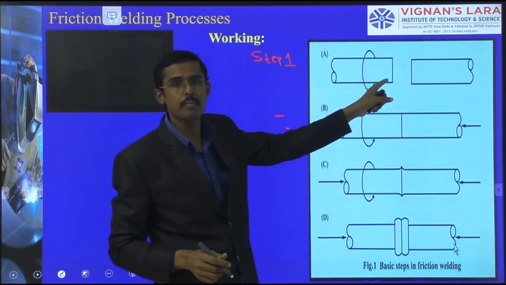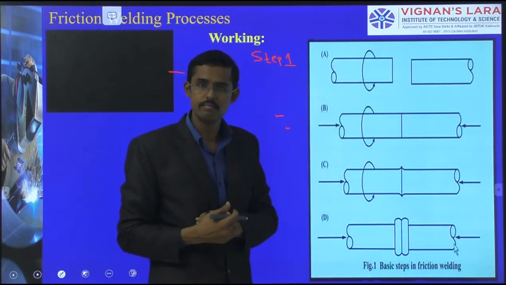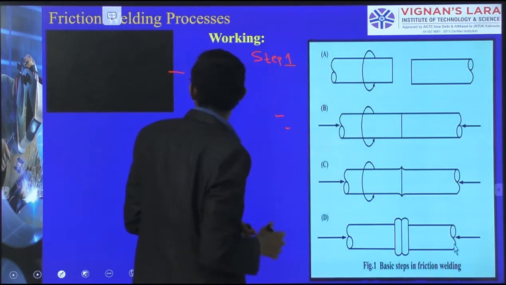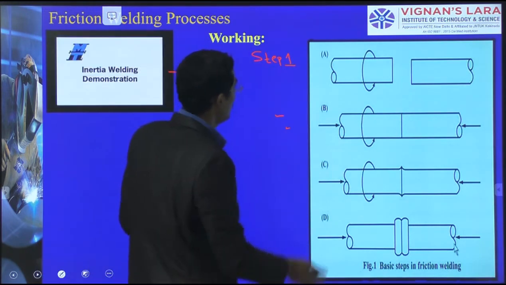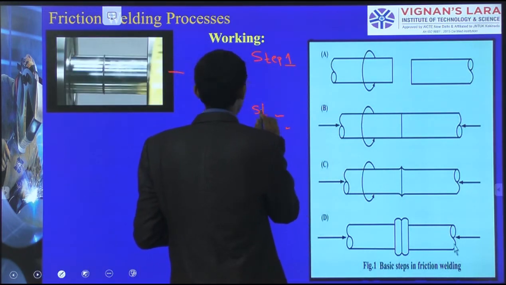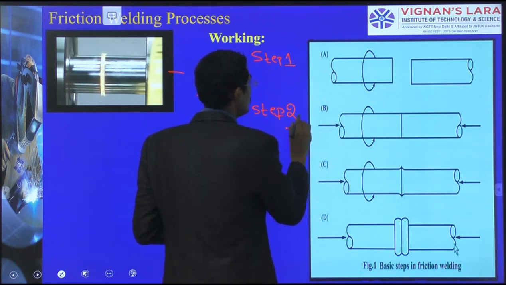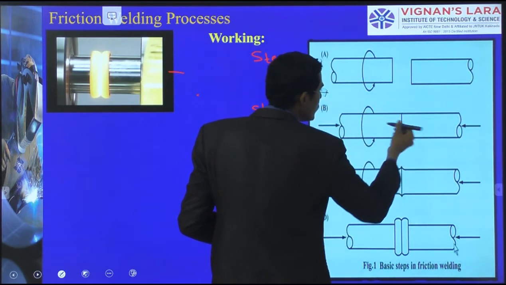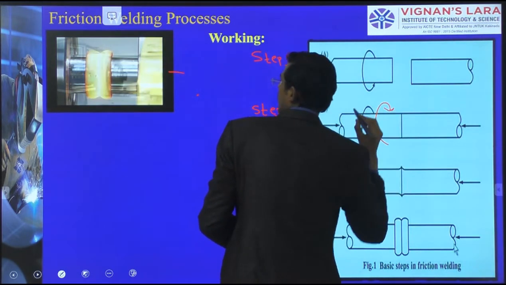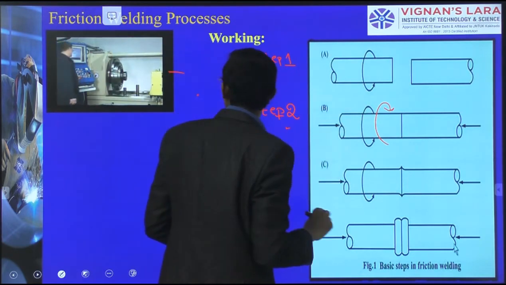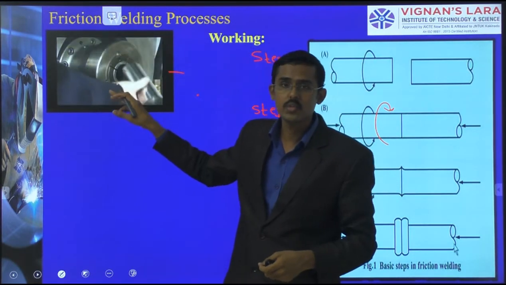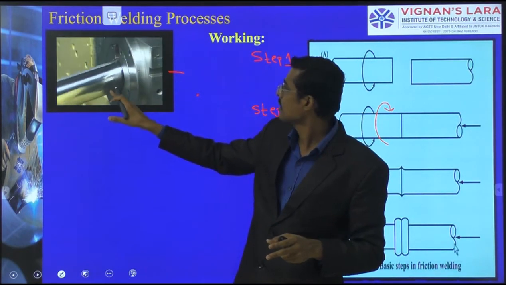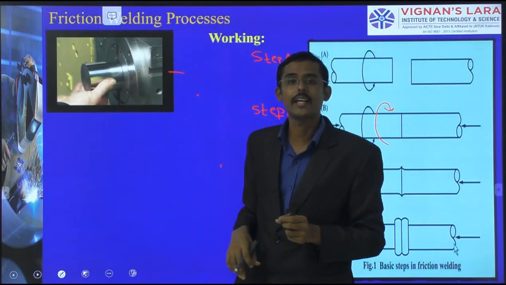Step 1, the setup has been taken and one is rotated. This one member is fixed and it is rotated. We can see here. And then step 2, what I am doing here: the other member I am taking into contact with this rotating object. You see here in this image, in this video, a specimen is kept in the automated friction welding setup, and one is going to start rotating.